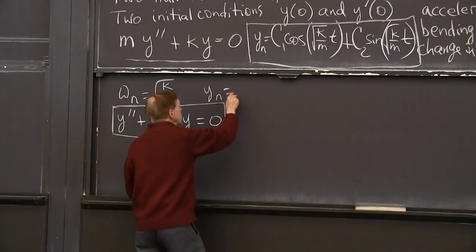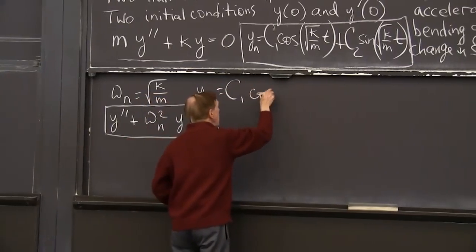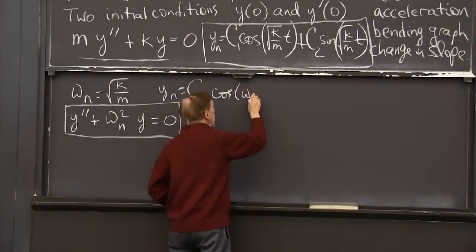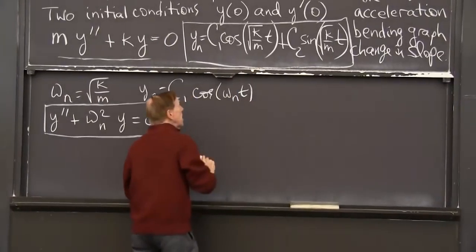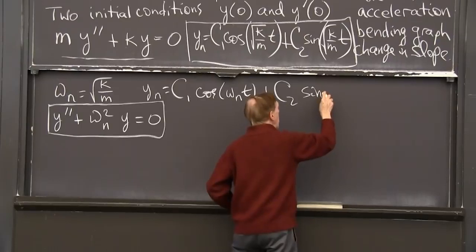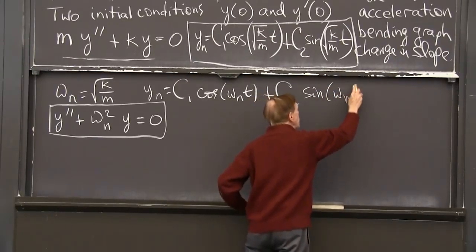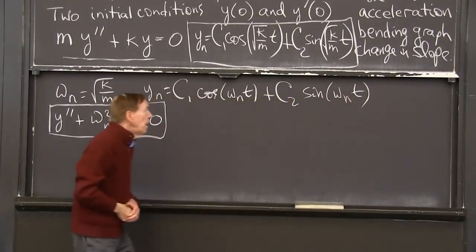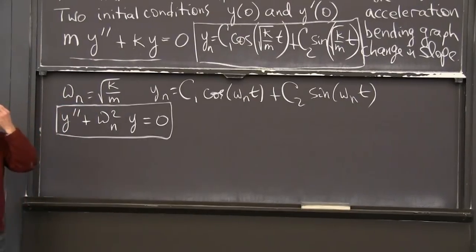Okay, and the solutions then, I'll just copy this solution. Y null is C1 cosine of omega n t, because omega n is that square root, and C2 sine of omega n t. Oh, well, wait a minute. Well, I can figure out what C1 and C2 are.